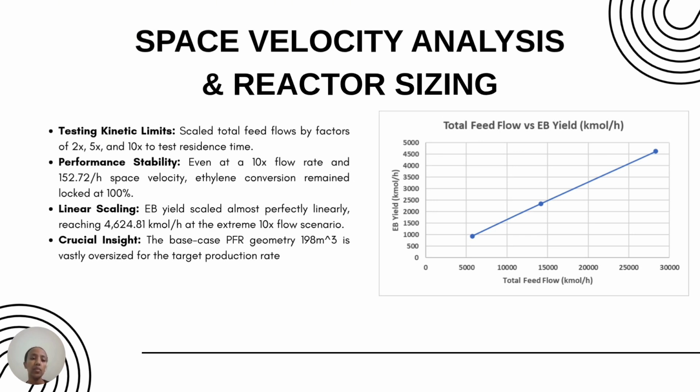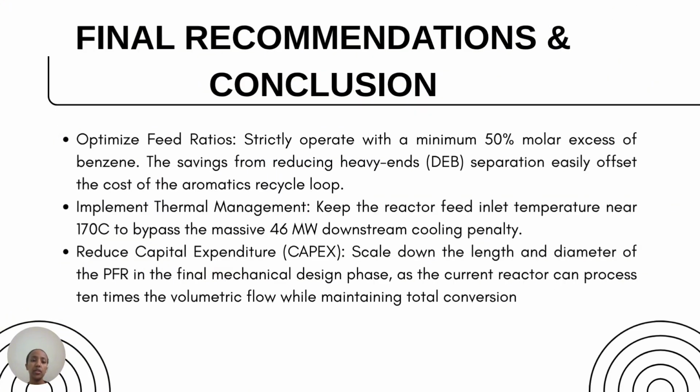At the same time, the ethylbenzene production increased quite a lot. It reaches above 4,600 kilomole per hour. So this shows us that our current reactor is actually too big for what we need. The reaction is happening really fast, so we don't need such a large reactor, which minimizes costs and also other expenses. So to summarize everything, first we should use about 50% extra benzene.